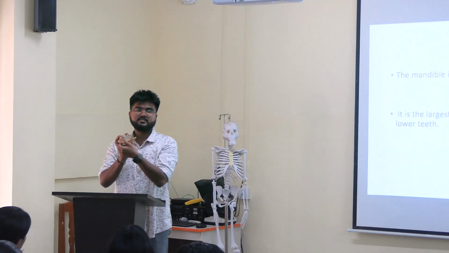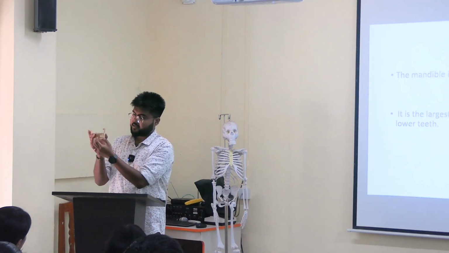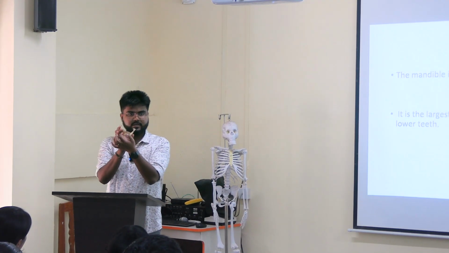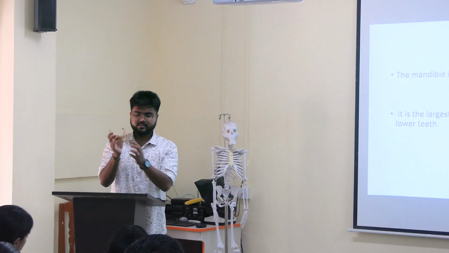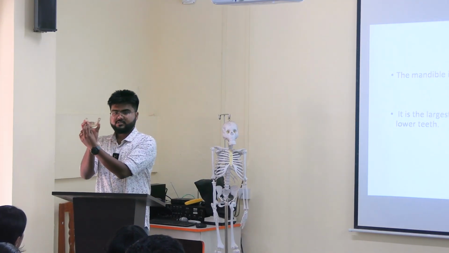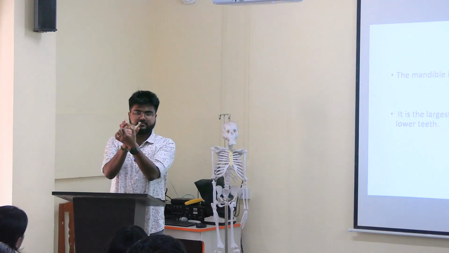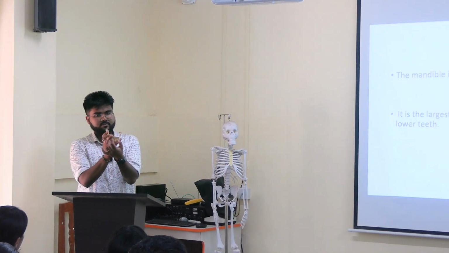Which foramen? This is the mental foramen. And here you can see these two parts. Here two fossae are present. This is called your incisive fossa, below your incisor teeth. So there are two fossae present. This is called your symphysis menti, and on the side of this symphysis menti there are two fossae present. This is called your incisive fossa.